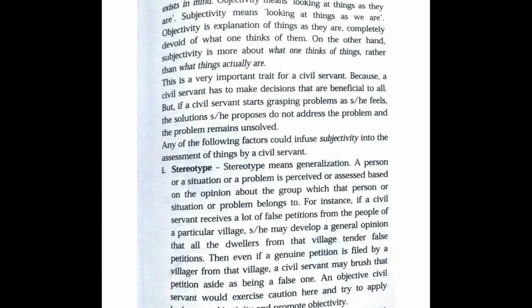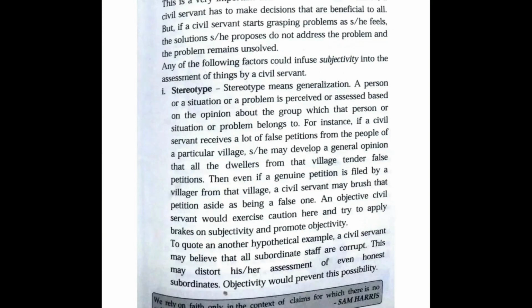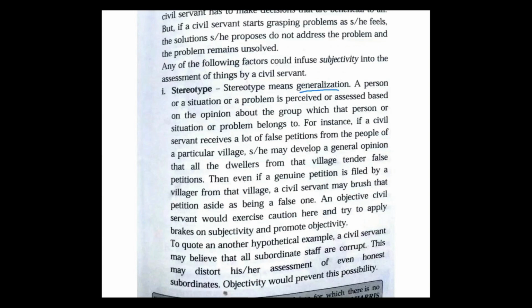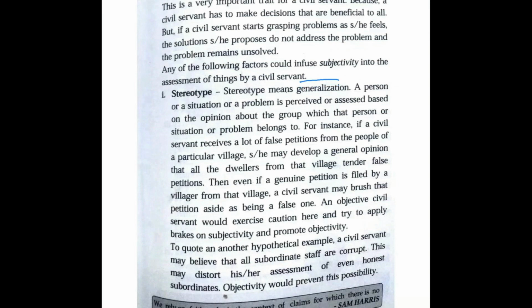Okay. Next, अब ये सब चीज you have to avoid. Any of the following factors could infuse subjectivity ला सकता है. So you need to avoid. क्या? पहले तो stereotype. तो stereotype क्या है? Stereotype means generalization. Stereotype मतलब generalization. A person or a situation or a problem is perceived or assessed based on the opinion about the group for which that person or situation belongs to.